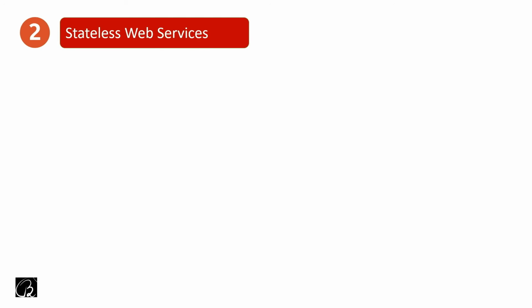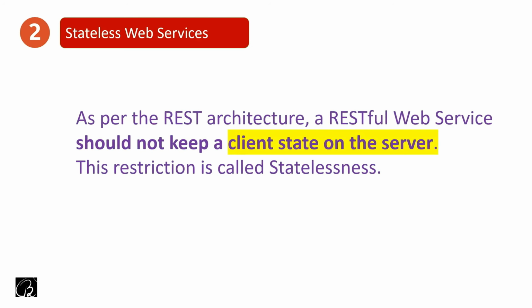Okay. So the next architectural constraint or style that we have in REST is stateless web services. As far as REST architecture, a RESTful web service should not keep a client state on the server. So this restriction is called statelessness. It means that the necessary state to handle the request should be contained within the request itself. So we should not store any session state in the server.